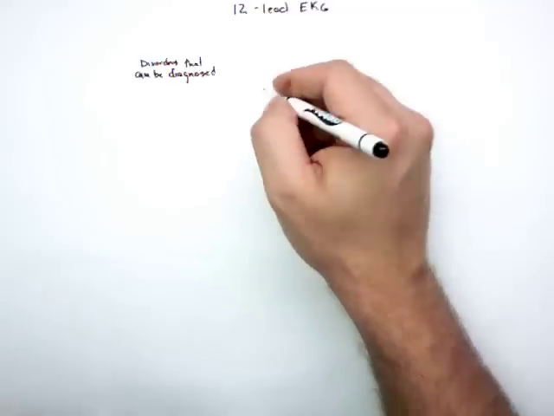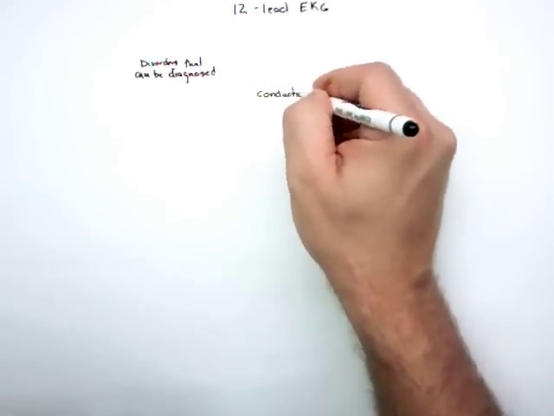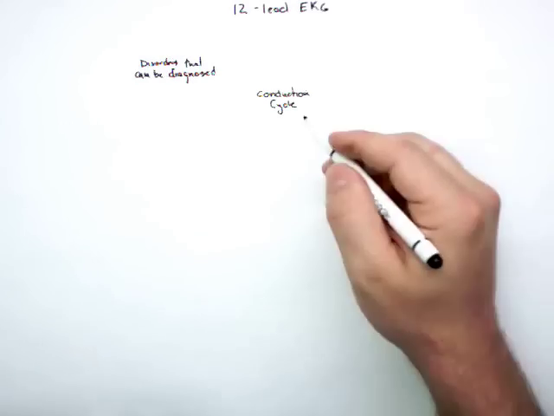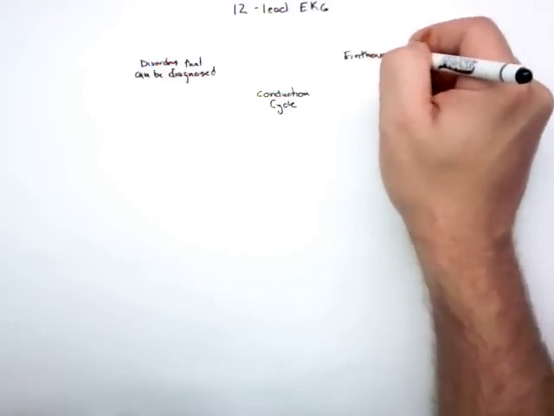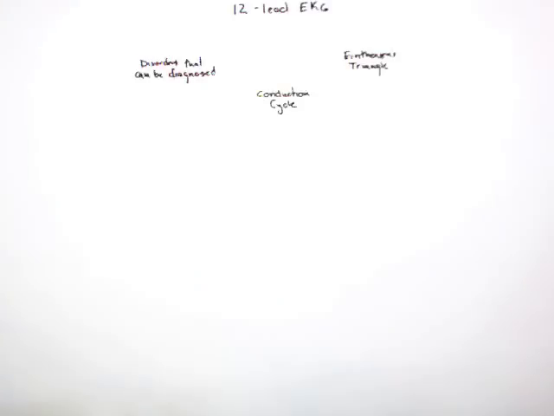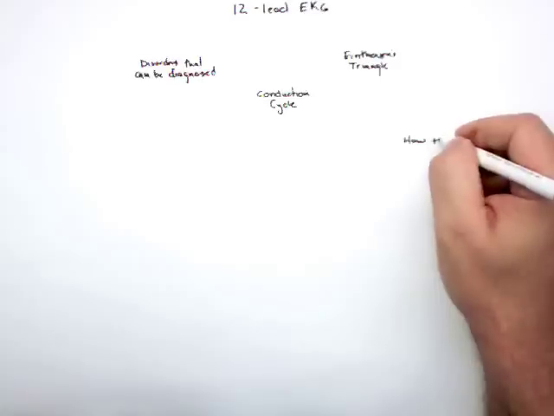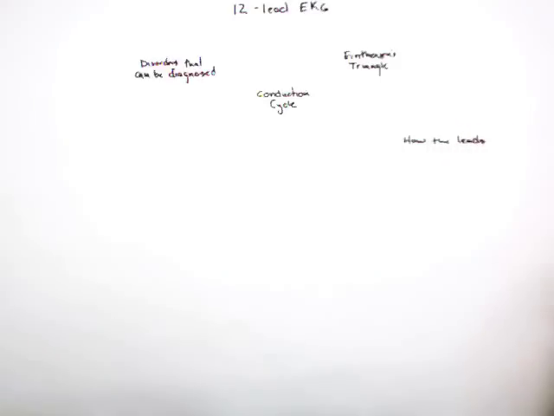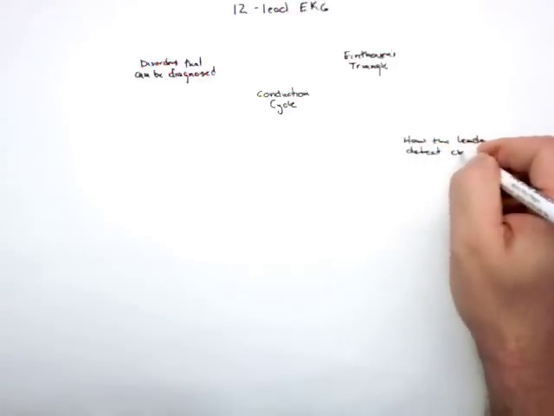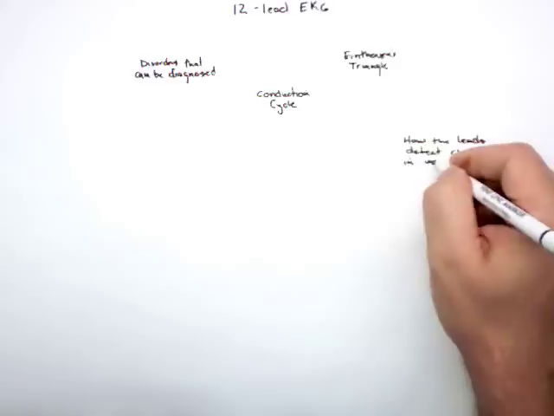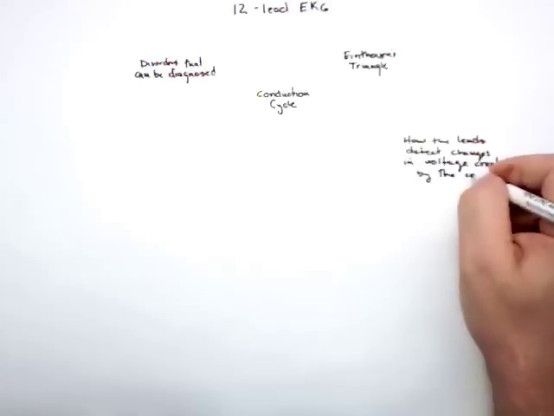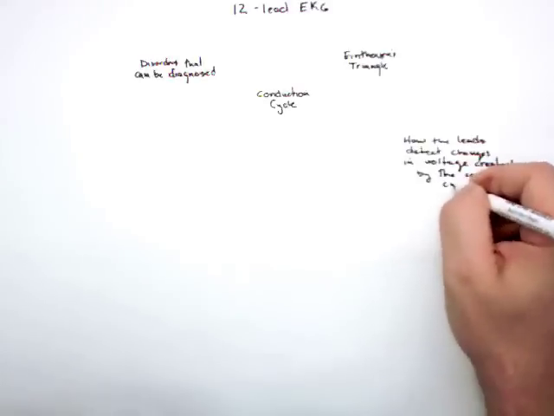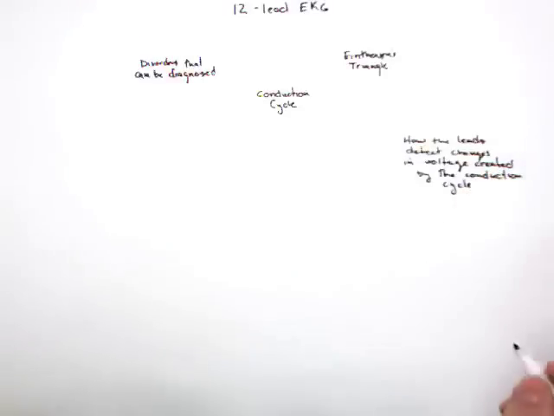One of the first things that we have to do, though, is introduce the conduction cycle, and that is how electricity travels through the heart. We're going to put that down here in the middle just because that one's really, really important. We'll talk about Einthoven's triangle. Einthoven was the first guy that put his foot in a bucket of salt water and measured these electrical currents through the heart. We're then going to look at how the leads in Einthoven's triangle detect changes in voltage created by the conduction cycle. So this is going to be kind of a cyclical movie, and that's why I'm drawing things in a circle.